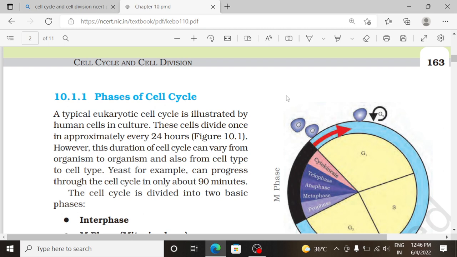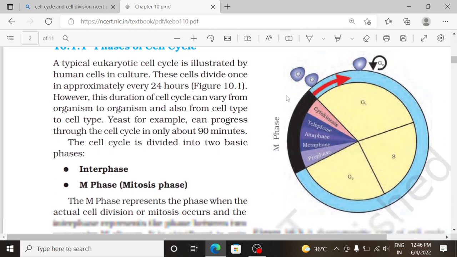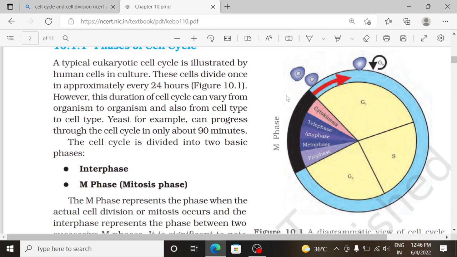Phases of cell cycle. A typical eukaryotic cell cycle is illustrated by human cells in culture. These cells divide once in approximately every 24 hours. However, this duration of the cell cycle can vary from organism to organism and also from cell type to cell type. Yeast, for example, can progress through the cell cycle in only about 90 minutes.